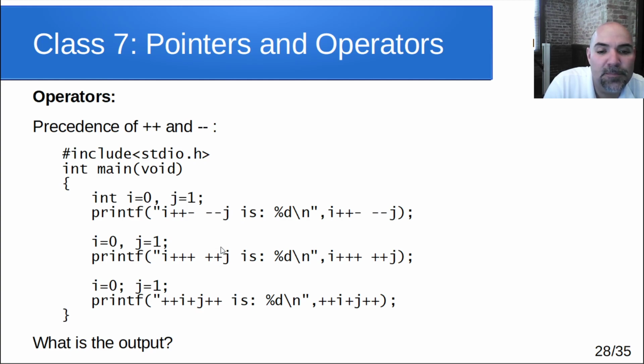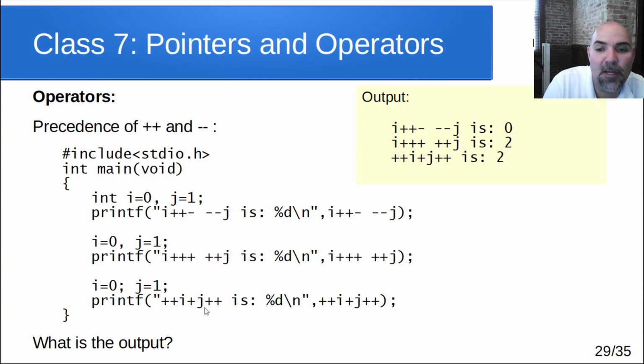That's going to go to 2. And then the last one here, we're doing plus plus I plus j plus plus. That's going to increment this one first, get the value. So that's going to be 1 plus this is going to be 1. So that's also going to be 2. So what's the output? 0, 2, and 2.